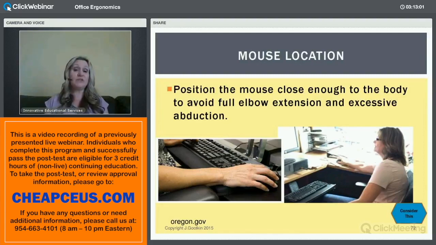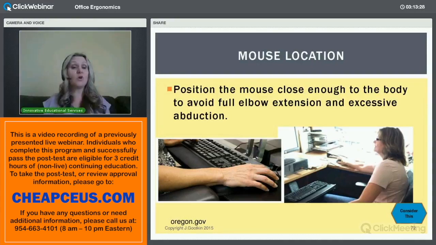Think about the mouse location. The mouse should be close enough to the body so that you're not fully extended. You really don't want that shoulder abducted, because they've definitely found that when the shoulder is out in abduction, particularly looking at office ergonomics, EMG has shown increased firing of the upper trapezius. So the amount of abduction directly correlates to upper trapezius firing for stability.